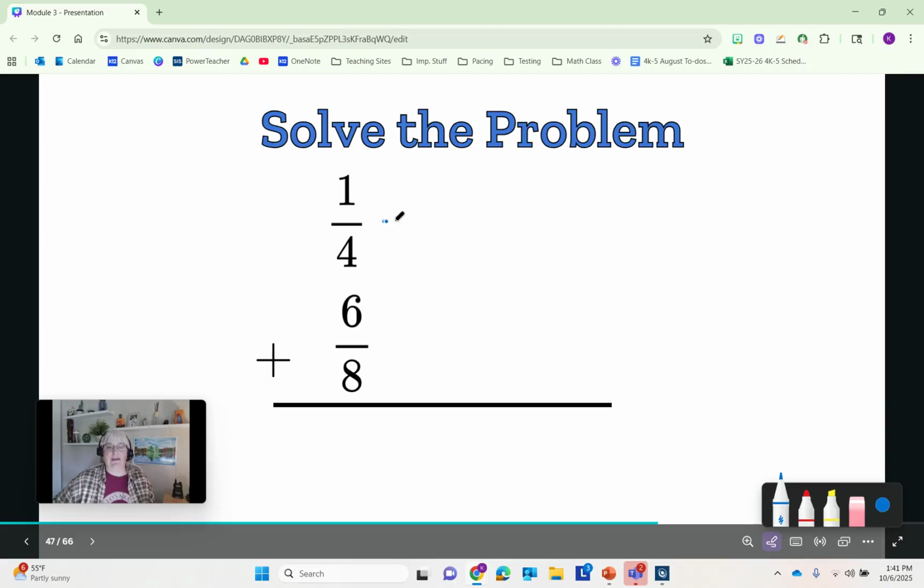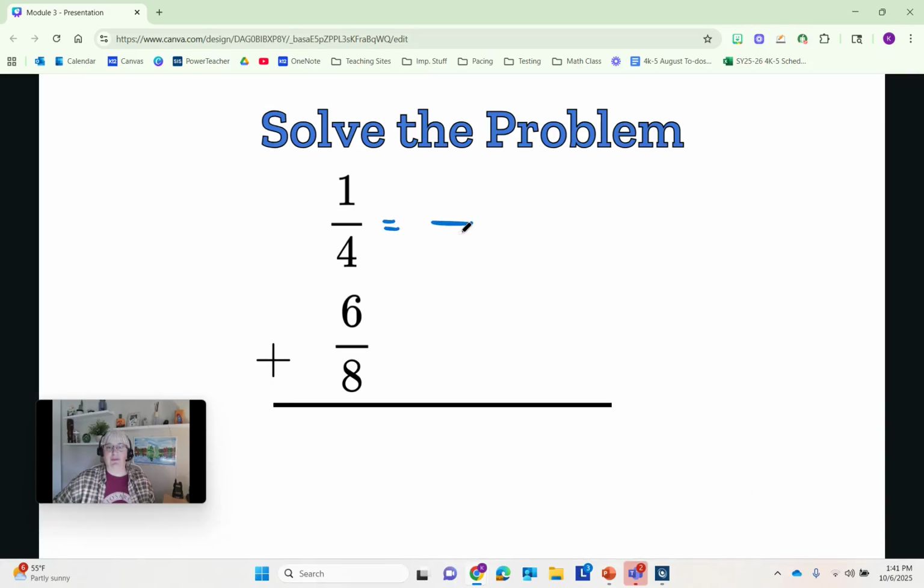We're going to make this an equivalent fraction where the denominator is 8, and this an equivalent fraction where the denominator is 8. Oh, I know why this is happening only when I record. It has to do with the image movements, I think. Well, we're just going to copy this over.